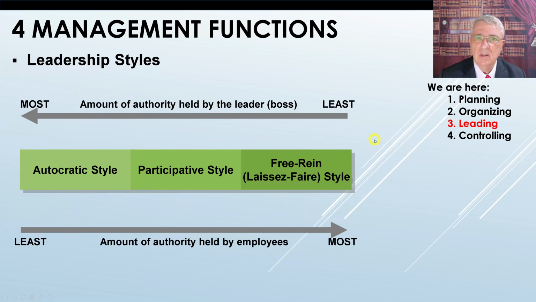So this is just a general graphic on how the amount of authority is allocated. Going this way towards autocratic, most of it is held by the leader, by the boss, and the least amount going this way is held by employees. So again, I prefer something more like in this range down in here.